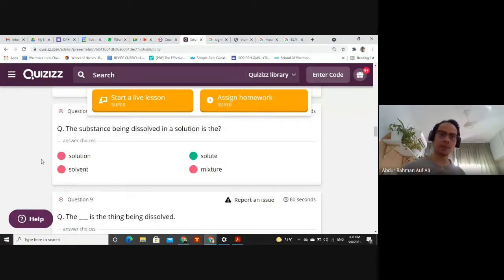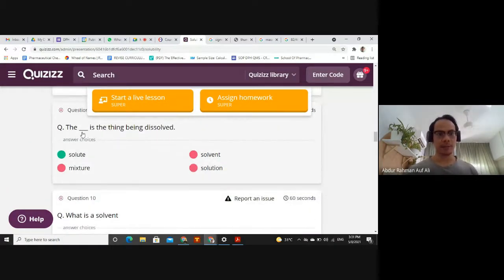The substance being dissolved in a solution is basically, this is the same soalan macam tadi. Dia tanya apakah bahan yang dilarutkan. So the answer is solute. Okay, solute adalah bahan yang dilarutkan.